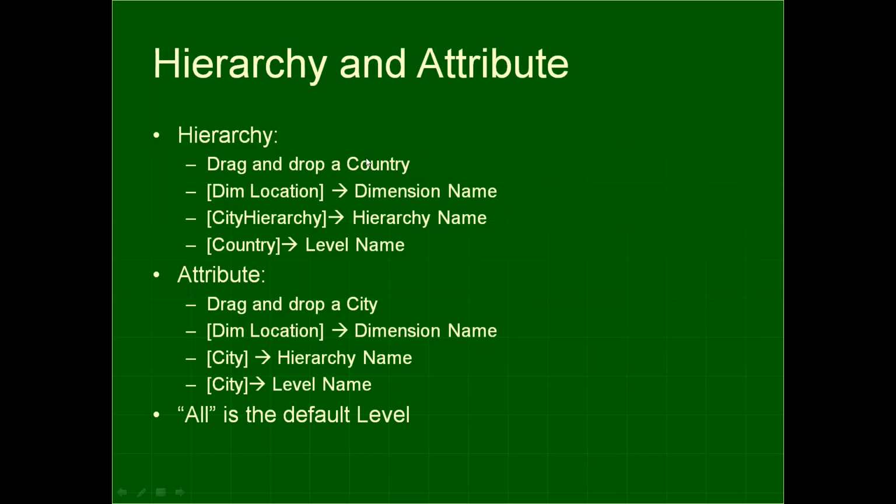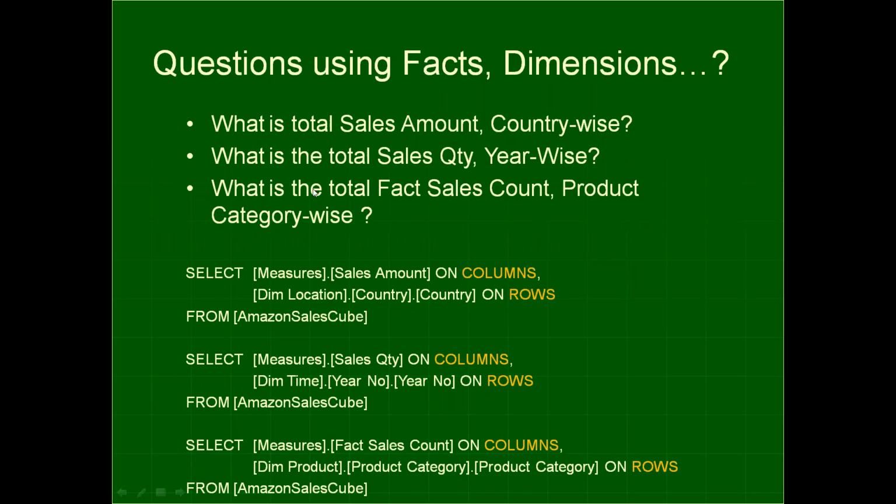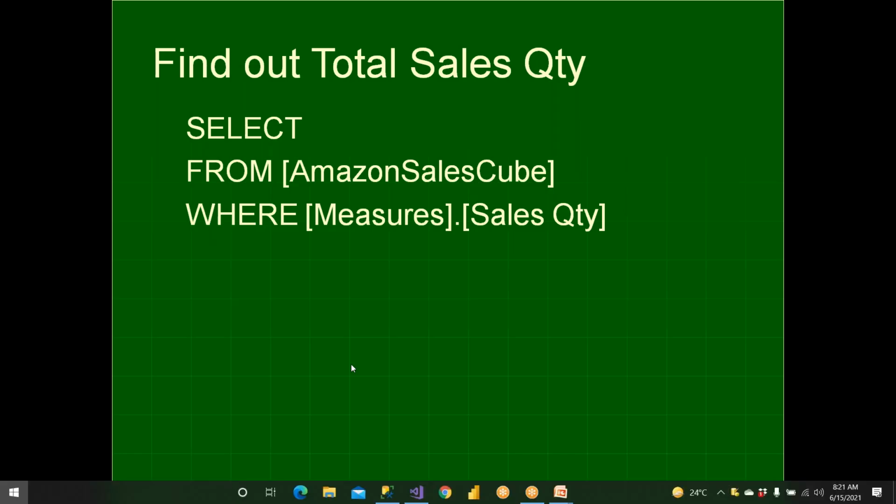Clear? And we had seen a couple of things yesterday, right? What is the total sales amount? What is the total sales quantity? We will be able to get measures on columns, or you can say zero. What is the total sales amount country wise? Simply drag and drop the country here. What is the sales amount year wise? Simply drag and drop the year. What is the fact sales count product category wise? Simply drag and drop product category. Now find out the total sales. We can also use the where clause, right? That is also something we can do. So all these things we discussed yesterday.